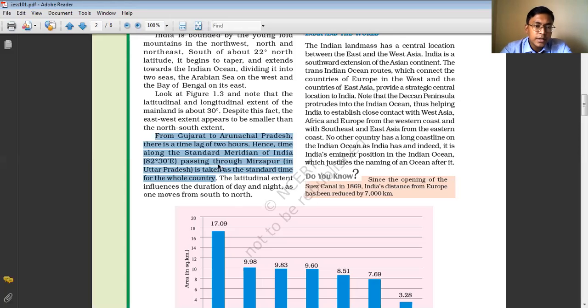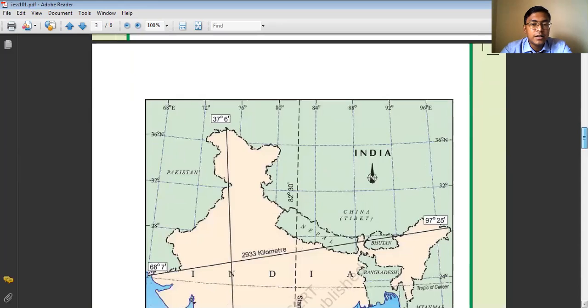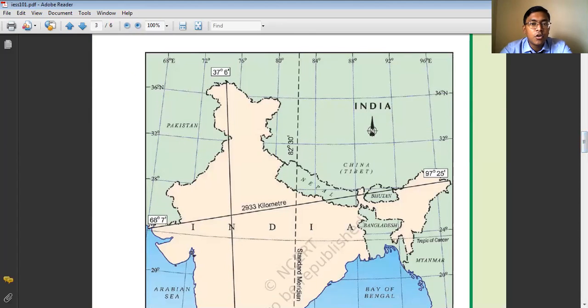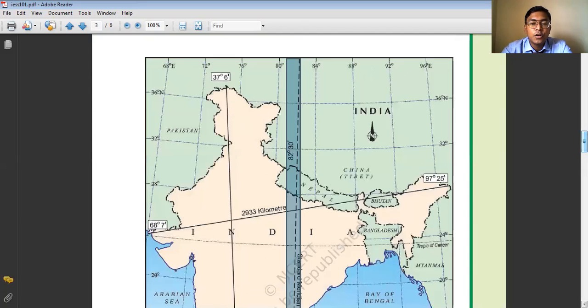See, this 82 degree 30 minute east has been selected as the standard meridian for our country because the first condition is that it almost passes through the center of our country. Here you can see the line which I am drawing. Almost the standard meridian passes through the center of our country, and the country gets divided into almost two equal halves between the west and the east. That means 82°30' east almost passes through the center of our country.